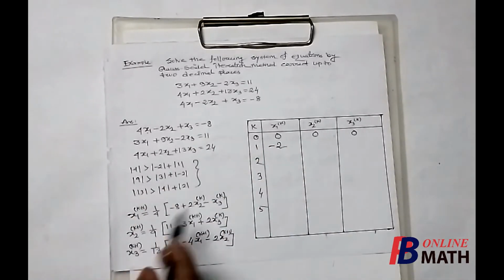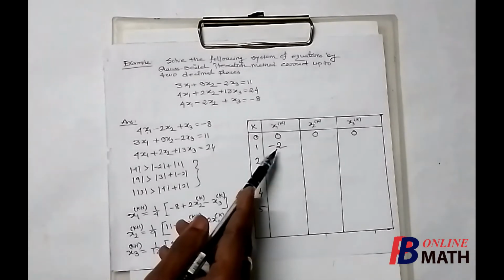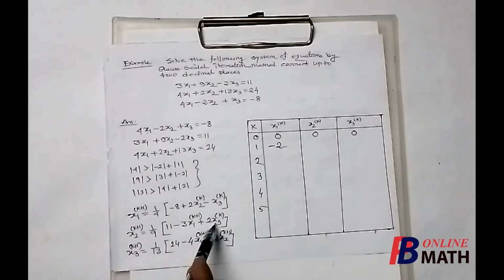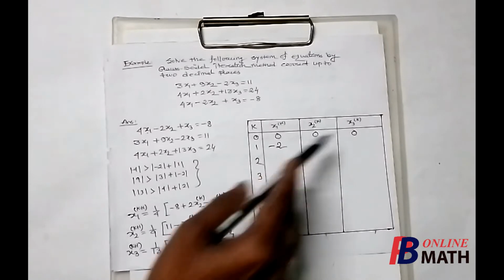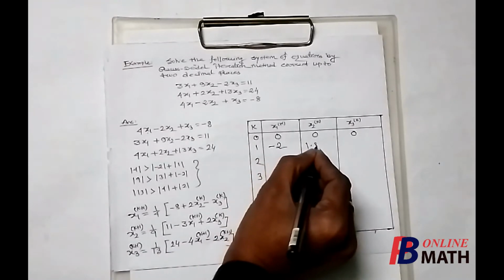Now from the second equation, if we want to find x2, then it is 1 by 9 into 11 minus 3 into x1 at k plus 1. We have already obtained the better value of x1, which is minus 2. So in this case, we shall use minus 2 instead of 0, because this is the latest value we have obtained. And we shall put the value of x3 as 0, because this is the latest value of x3. So if we use these values, then by using the calculator, we find that x2 is 1.889.